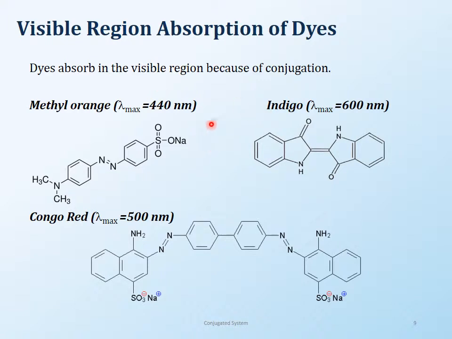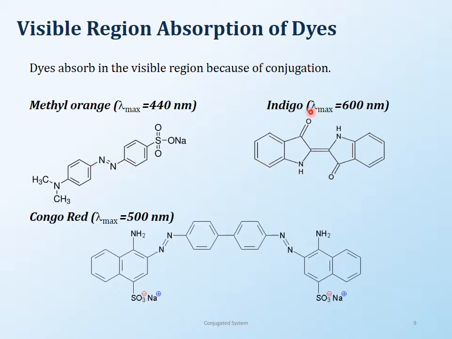And so methyl orange, for example, absorbs at 440 nanometers. And again, these absorptions are due to the highly conjugated system. So if you have a highly conjugated system, then those HOMOs and the LUMOs are very close together, and so it doesn't take that much energy to do the electron transition.